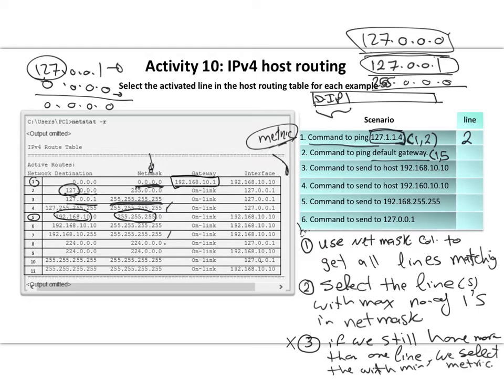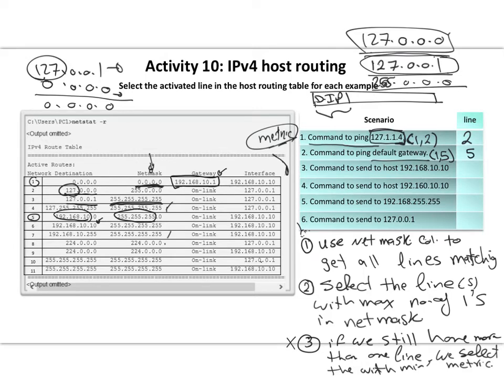How about line 6? Line 6 requires all the 4 bytes to match. And the last byte here is 10, but the last byte that we have here is 1. So there is no match. Line 6 will not match. So here I have line 1 and line 5. And obviously I select the one with the maximum number of ones in the subnet mask, which in that case is 5. Is that clear, guys? OK.